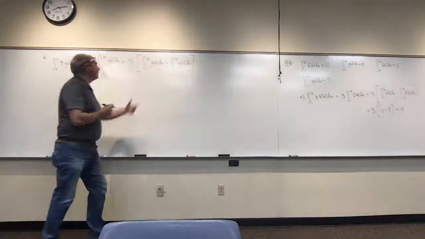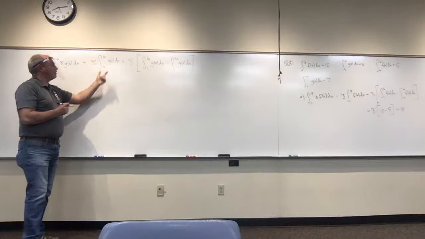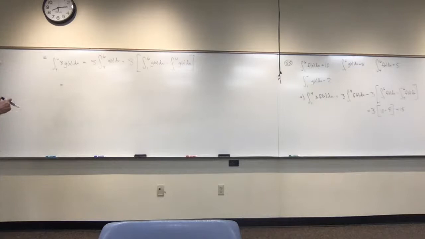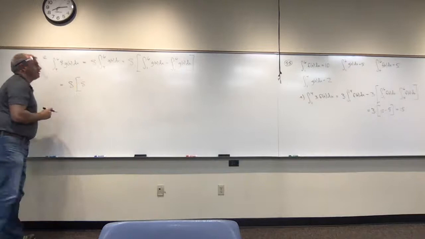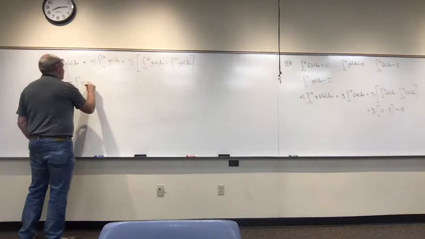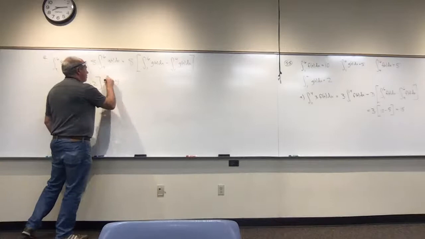And that should leave me with the integral from 4 to 6, which is what I want. So now we can plug in what we know. Hopefully we know these things. So we know the integral of g of x from 1 to 6 is 5, so this is 8 times 5. And then minus the integral from 1 to 4 of g of x, which is 2, so minus 2. So this is 8 times 3, 24.